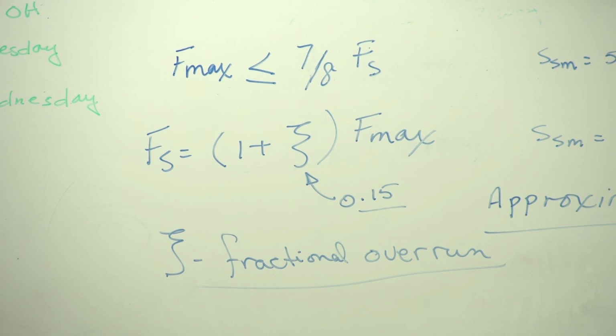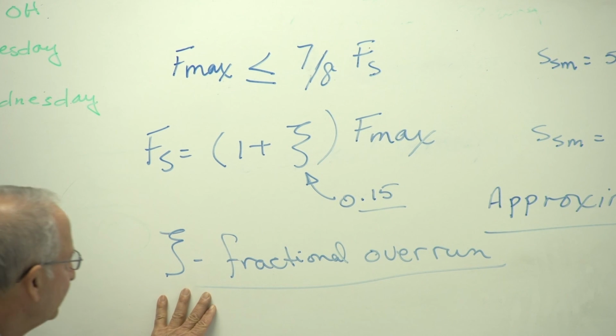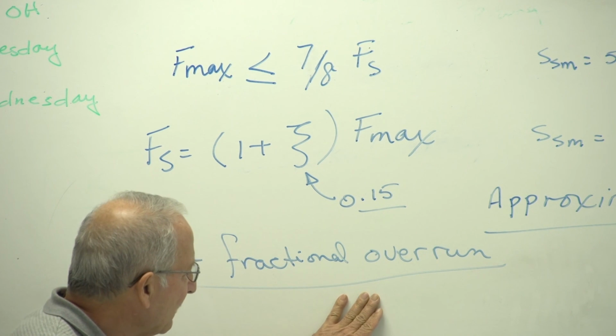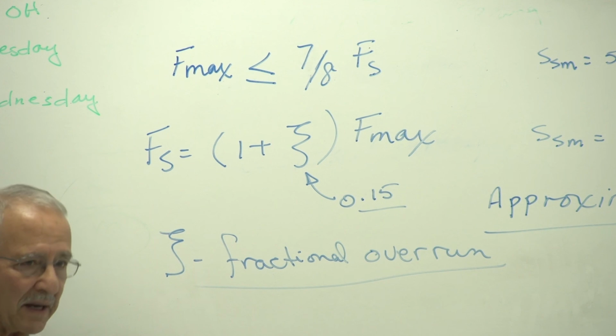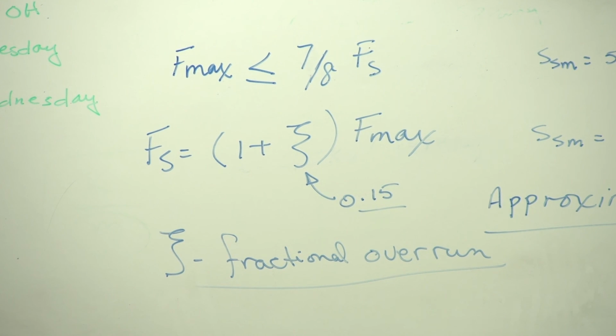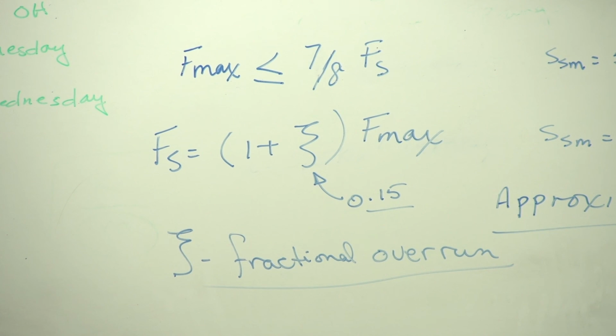So this fractional overrun is the amount that you have to increase the maximum load to get to the solid load. In some books, it is also called clash allowance. Clash allowance. So you may see that as well. But your book refers to it as fractional overrun.